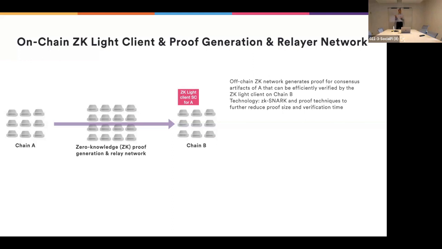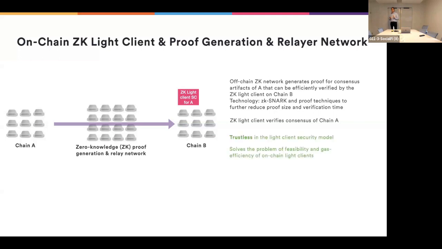So for example, Ethereum can verify with less than 230,000 gas units a consensus, a state transition of the Cosmos network, which requires 128 signatures to be verified. This is extremely efficient. So this is actually an interesting technology. So it's trustless in the light client model, like the approach before, and it solves the problem of feasibility and gas efficiency. So you can implement such light clients on, I would say, any smart contract chain that's somewhat reasonable.